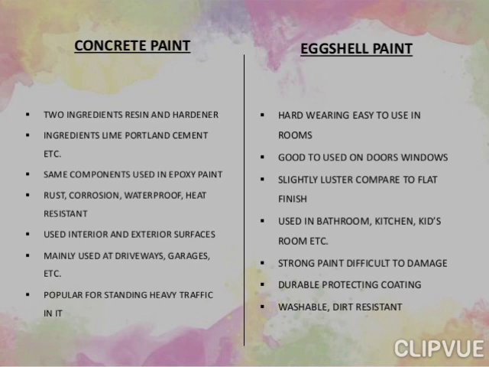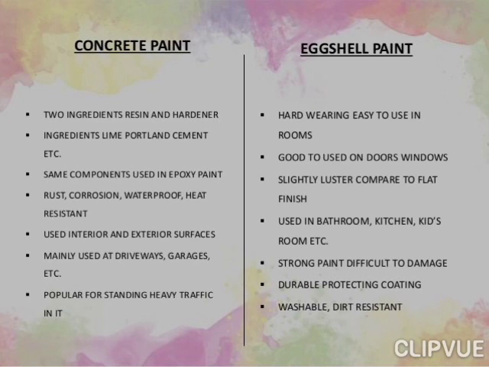In concrete paint, there are 2 ingredients, resin and hardener. These ingredients are lime, Portland cement. The same components are used in epoxy paint. These are rust, corrosion and waterproof and are heat resistant. Concrete paints are basically used for interior and exterior surfaces. These are also used at driveways, garages and so on. And these are popular for standing heavy traffic.